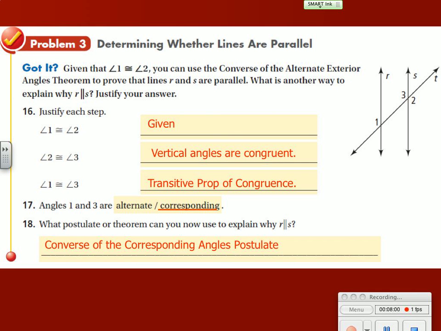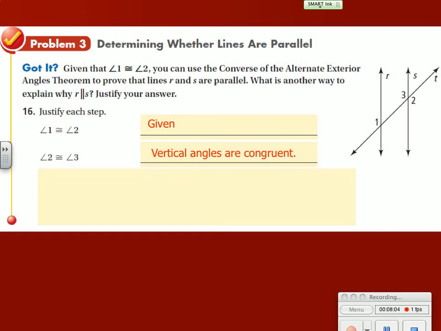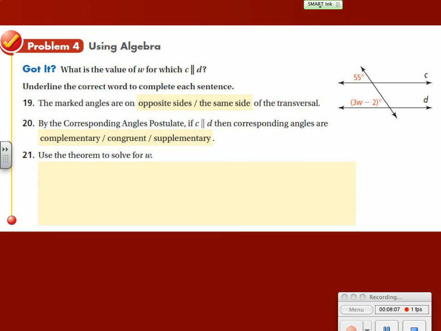Finally, the last thing we're going to do when we have parallel lines, again, is a little bit of algebra, which some of you like. What is the value of w for which C is parallel to D? So we're going to underline the correct word to complete each sentence. The marked angles are on the same side of the transversal, and by the corresponding angles postulate, if C is parallel to D, then corresponding angles are congruent.